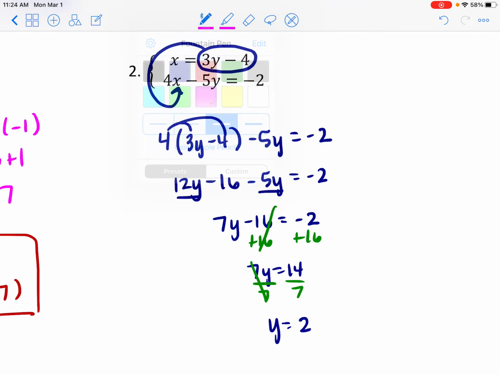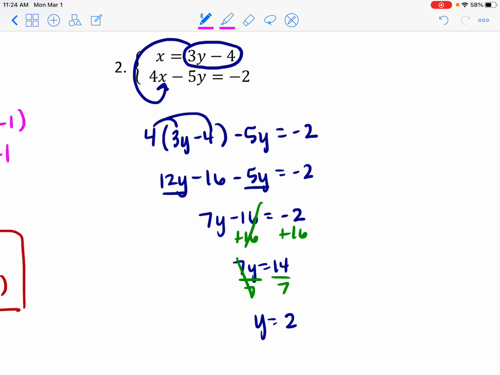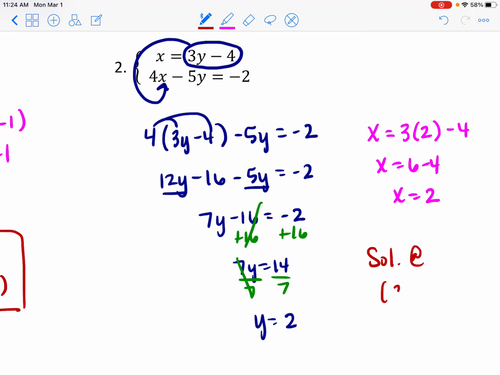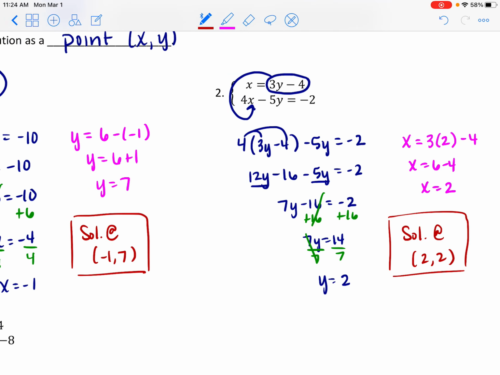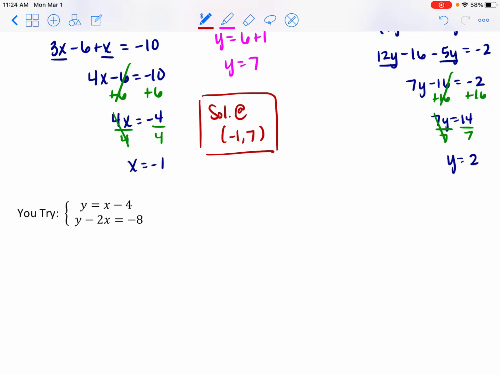Now that's just part of the solution. I still have to plug that in to find the other part, and again I'm going to plug it in right into the second equation here, so I know x has to equal 3 times y, which we just found was 2, minus 4. So that's going to be 6 minus 4, which makes my x value 2. So this system has a solution at x equals 2 and y equals 2. So at 2, 2. If we were to graph these two lines, that is the point where these two lines would cross.